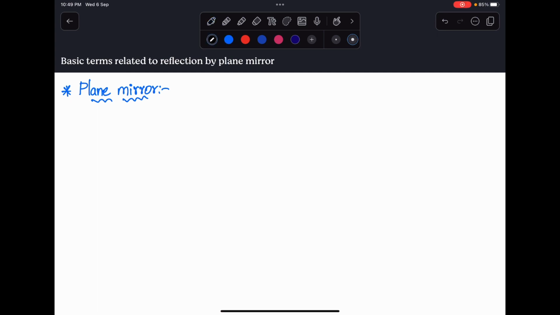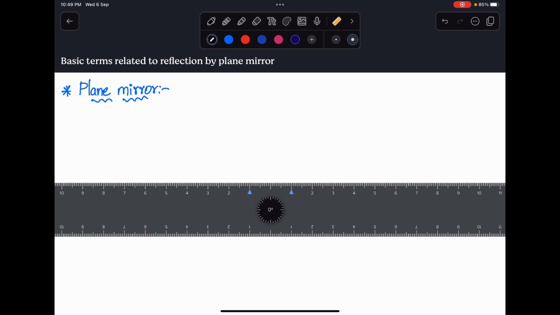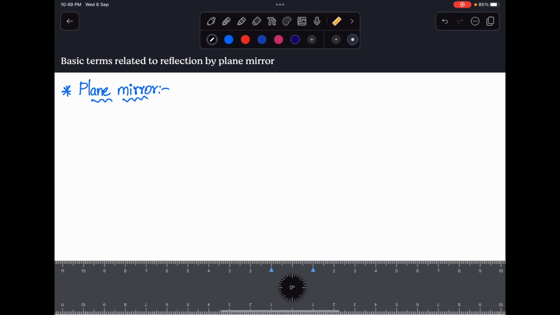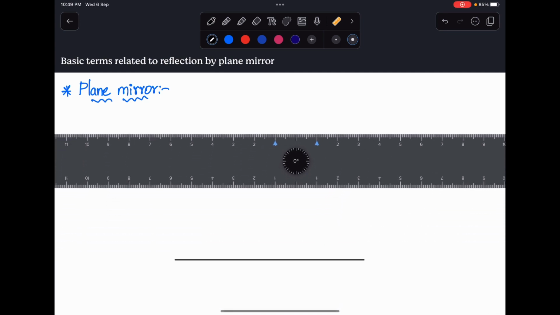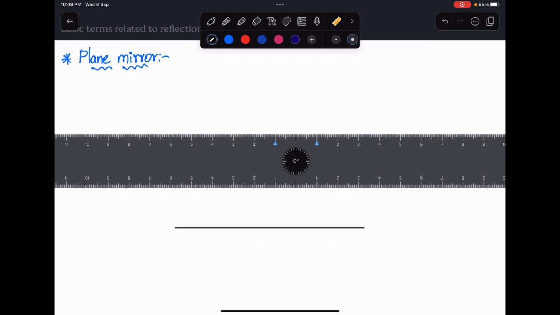So let me draw the plane mirror initially. Do remember that the plane mirror has one silvering, so one side of it will be silvered and the other side will be the reflecting surface. I am representing the silvered surface with a grooved edge, and the plane side of it we consider as the reflecting surface. This is what you call your mirror.